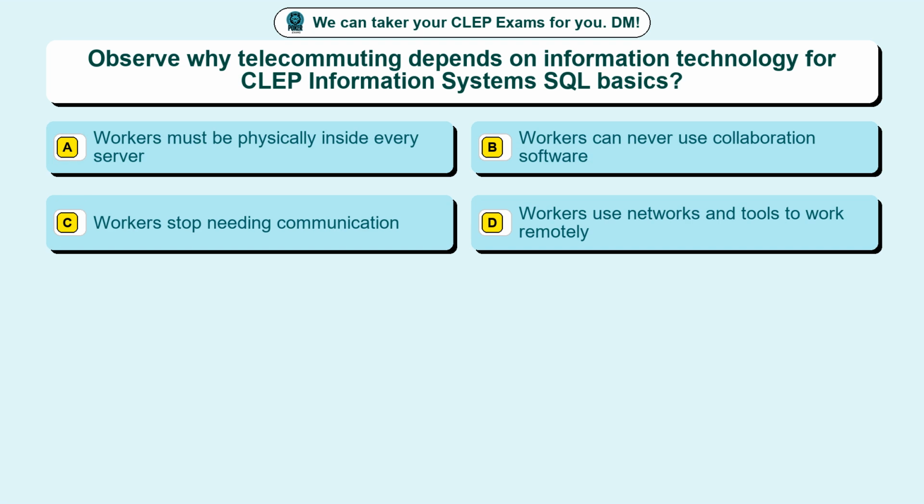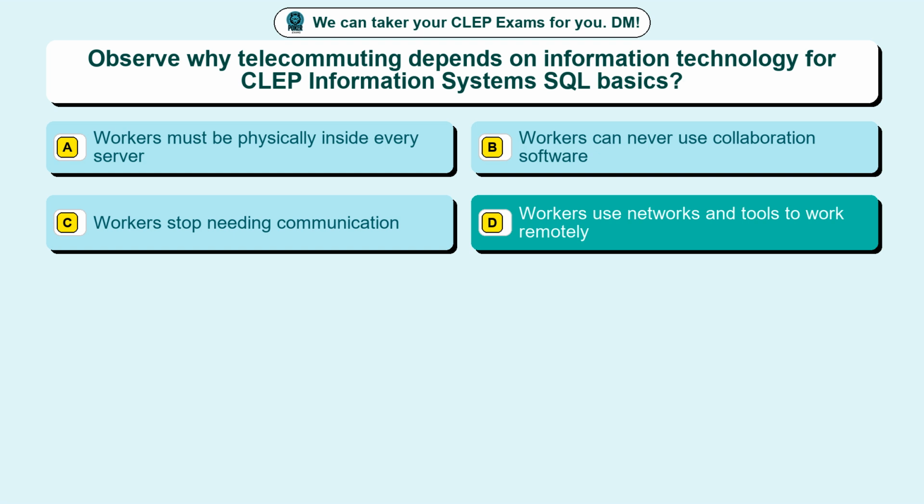Question 99. Observe why telecommuting depends on information technology for CLEP Information Systems SQL Basics. Option A. Workers must be physically inside every server. Option B. Workers can never use collaboration software. Option C. Workers stop needing communication. Option D. Workers use networks and tools to work remotely. The correct answer is option D.